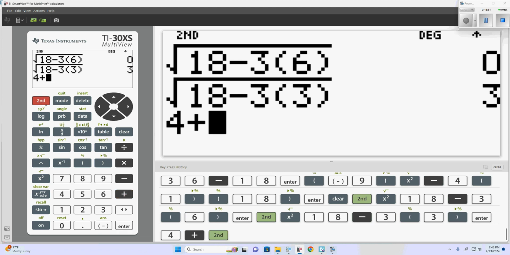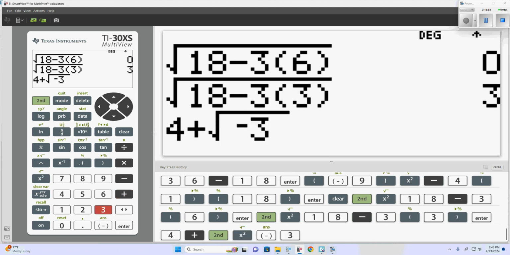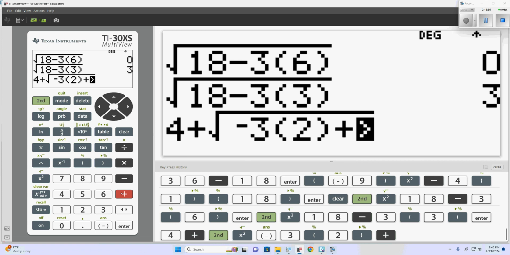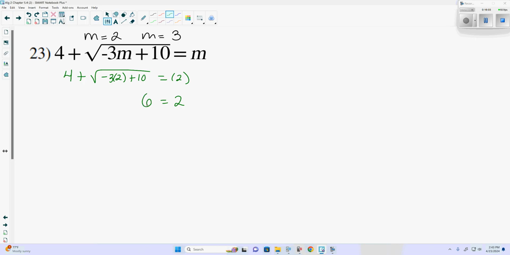4 plus the square root of negative 3 times 2 plus 10 is 6. So 6 equal to 2? So m is not equal to 2. Let's check the other value.